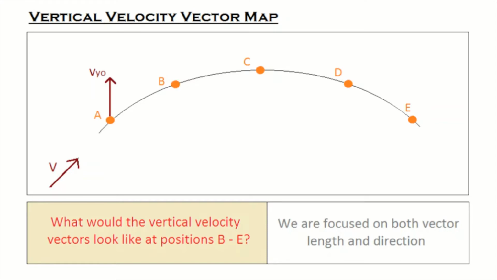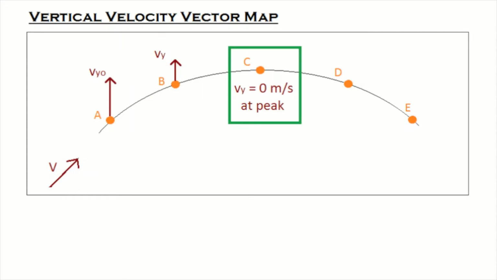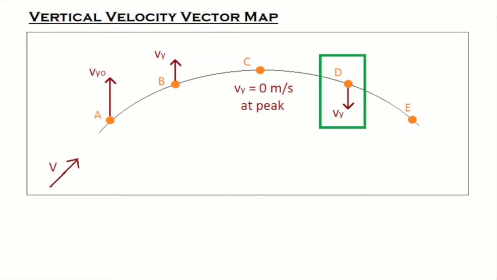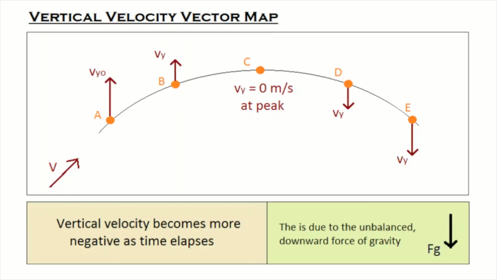I'll talk you through each. At B, we'd expect it to still be upward, but just a little bit smaller than it was before. At position C, it's transitioning from moving up to down, so at that instant, we'd expect the vertical velocity to be equal to 0. At position D, it starts to move downward, and at position E, it's moving downward even faster. So notice that the vertical velocities are always changing, and the reason for this is because of the downward force of gravity. This force is always pulling downward, and it's making each velocity vector more negative than the one before.